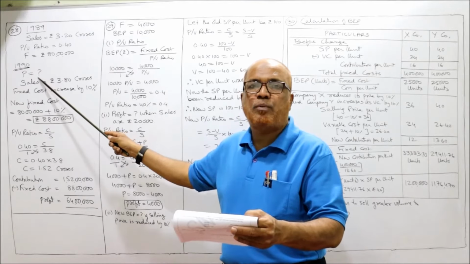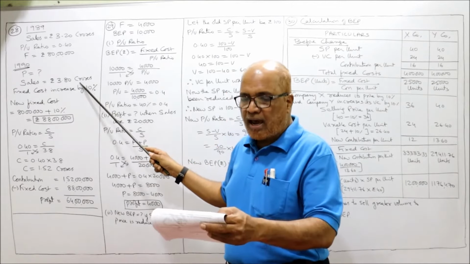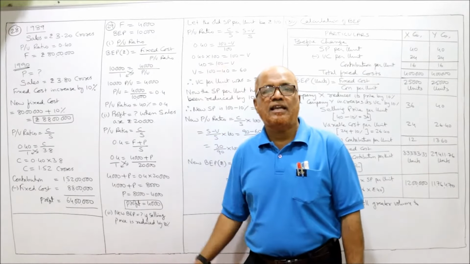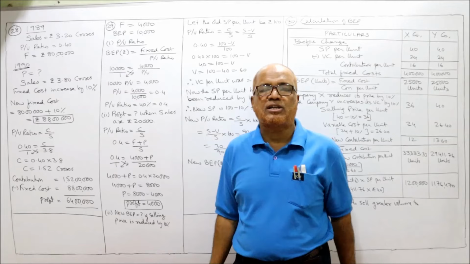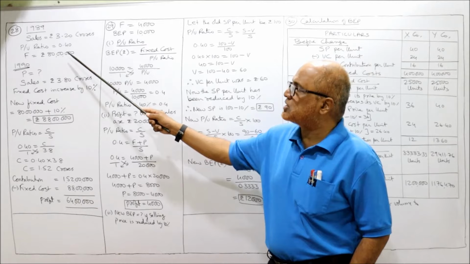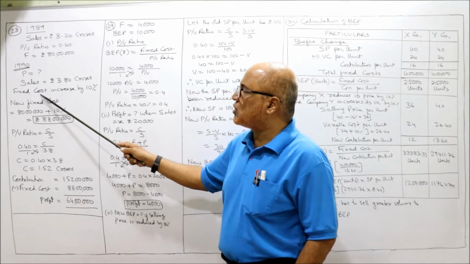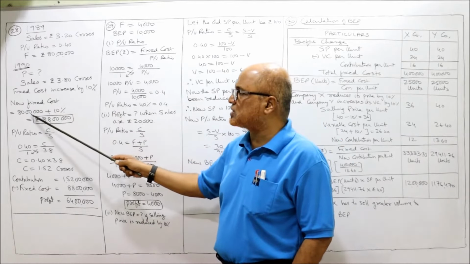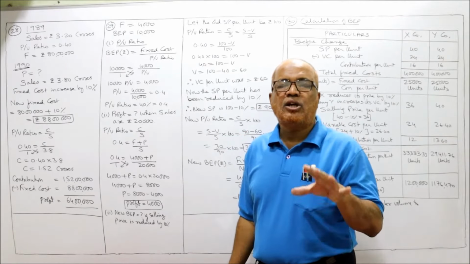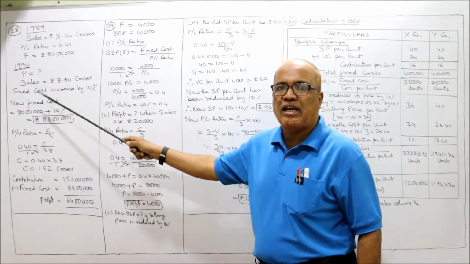If sales in 1990 are 3.80 crore, assuming that fixed cost will rise by 10%. In 1990 it is expected that fixed cost will increase by 10%. What was the last year fixed cost? 80 lakh. In this 80 lakh, 10% will be the increase. So new fixed cost is 80 lakh plus 10%, 88 lakhs. Now in 1990, the total fixed cost will be 88 lakhs, and we have to find out what is the profit in 1990.